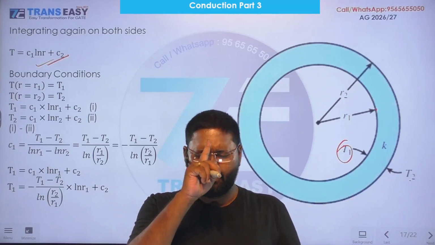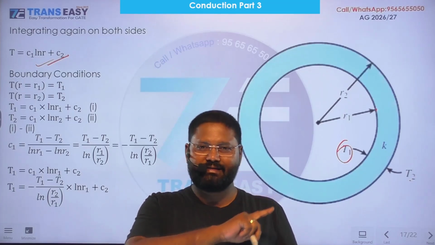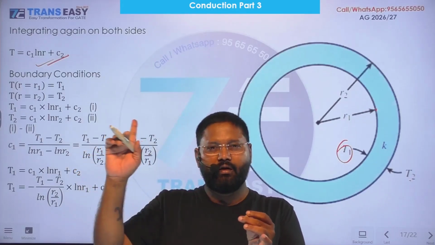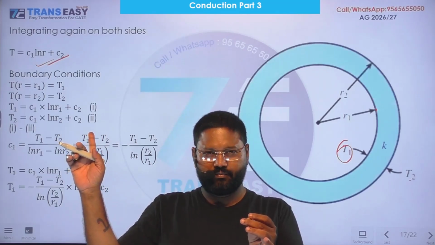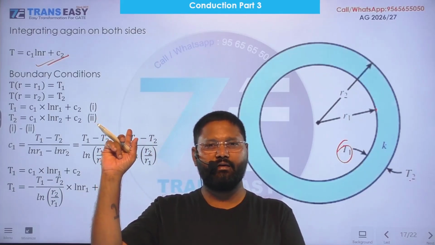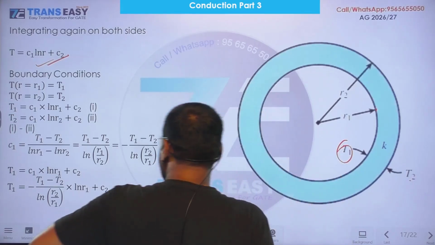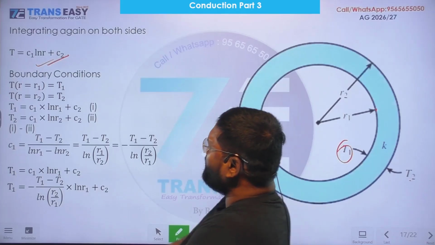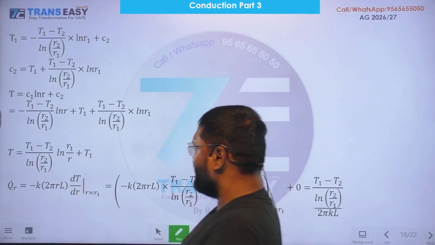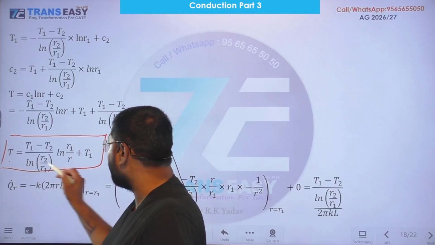Temperature is varying with radius. Temperature varies radially. If heat transfer takes place from inner to outer side, it means the temperature of the inner surface is higher than the temperature of the surrounding. So, radially, after putting these two boundary conditions, we have obtained the temperature variation with r.